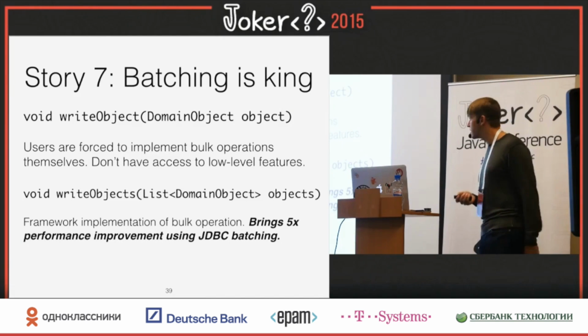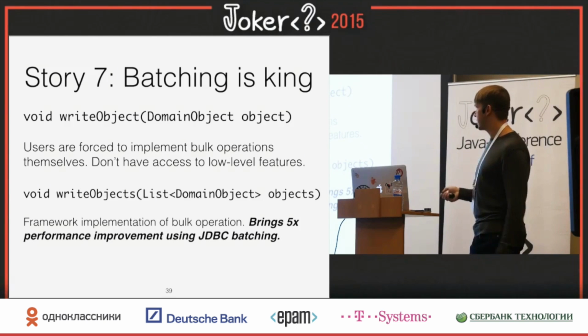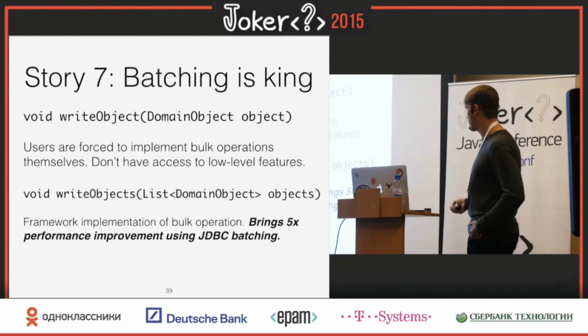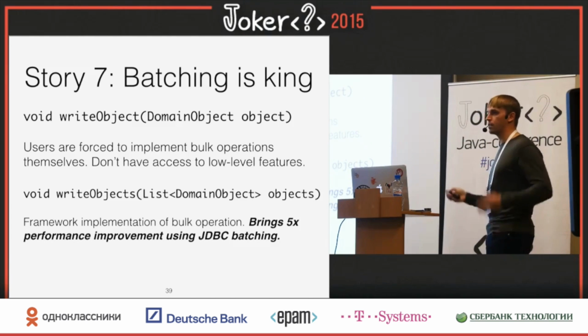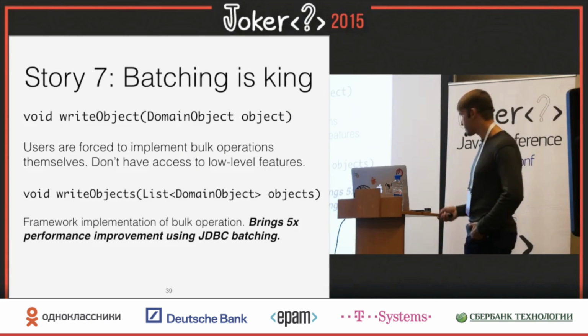What we did to fix this, we just gave them a method. Originally, in the release where we introduced that, we just did the same: we introduced a loop and wrote objects one by one. However, because we own the framework, we know that we are doing JDBC underneath. We used JDBC batching, and we cut time by a factor of 5 by just batching and writing tens of thousands of objects into the database.